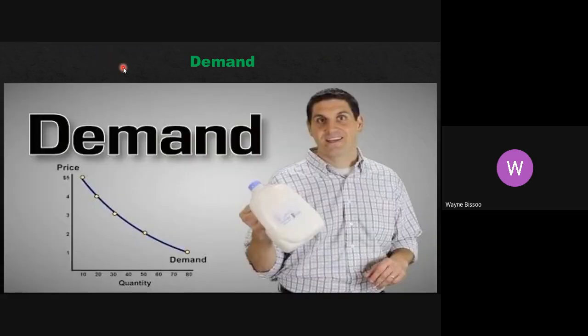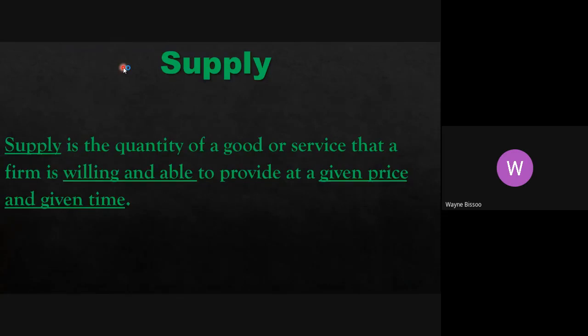And the next slide has to do with supply. So this is the other side of the market. The market is made up of demand and supply. So supply is the quantity of goods or services that a firm is willing and able to produce or provide at a given price and a given time.